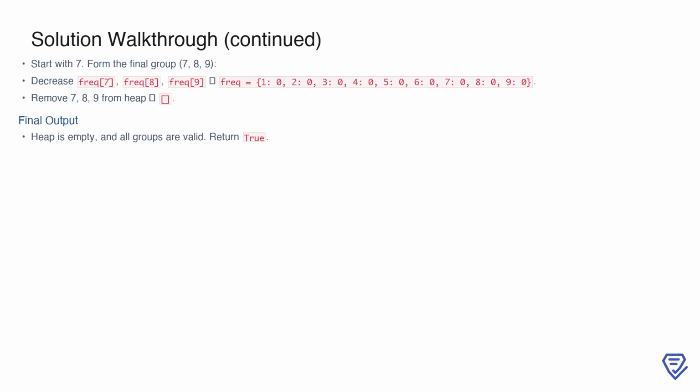Finally, we process the remaining numbers in the heap, starting with 7. Using this number, we form the last group, 7, 8, and 9. As with the previous groups, we decrease the frequency of each number and remove them from the heap once their frequency is 0. After completing this step, the heap becomes empty, and all numbers in the array have been successfully grouped into sets of k consecutive numbers. Since the heap is empty and all the groups are valid, we return true as the final output. This confirms that nums can be divided into sets of 3 consecutive numbers as required.